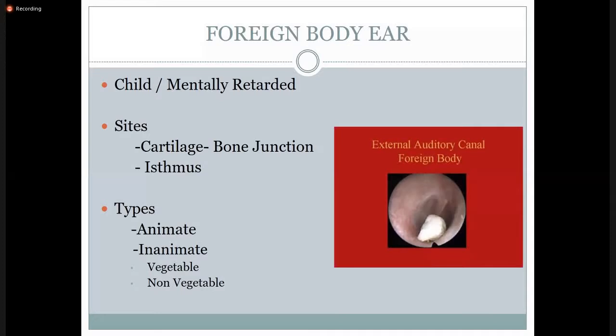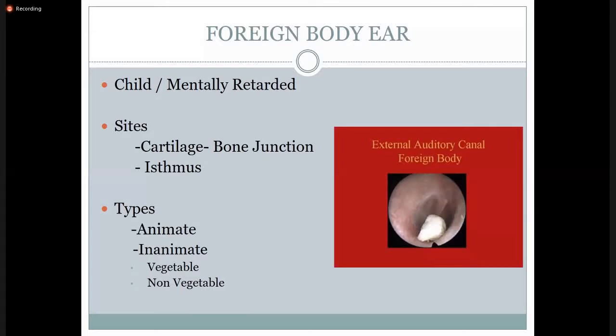The most common site of impaction is the isthmus. Generally speaking, isthmus is the word used for the narrowest part of any anatomical territory. So in the external ear, the isthmus is the part where the cartilaginous part of the external auditory canal merges with the bony part. It is the junction of the cartilage and bone, which is the narrowest part of the external auditory canal, and it is usually the site where the foreign body introduced by the child lodges.